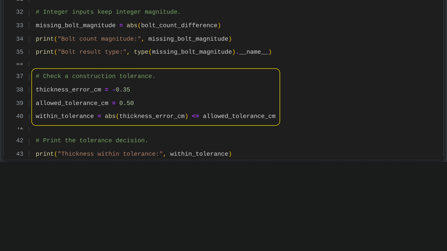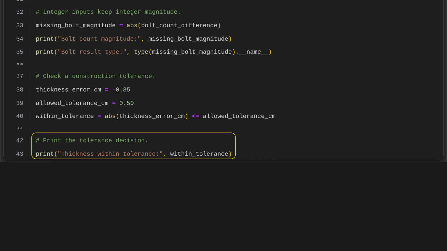A thickness error of -0.35 centimeters is compared with an allowed tolerance of 0.50 centimeters. By checking whether the error's absolute value is within that limit, we determine that the thickness deviation is acceptable. The code reports whether the thickness error is within the allowed tolerance.